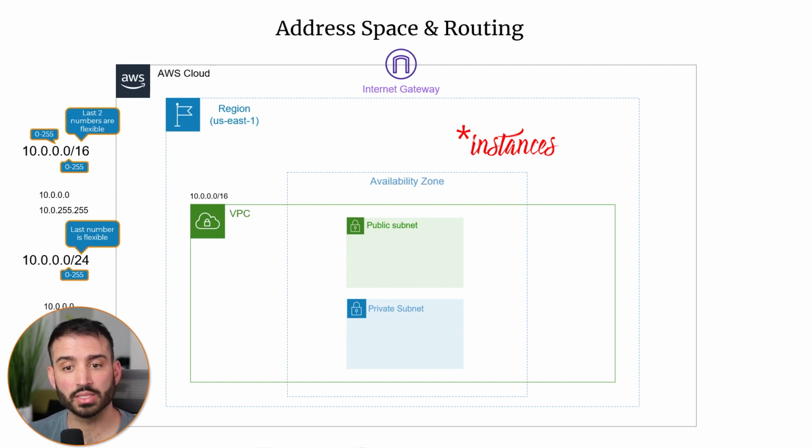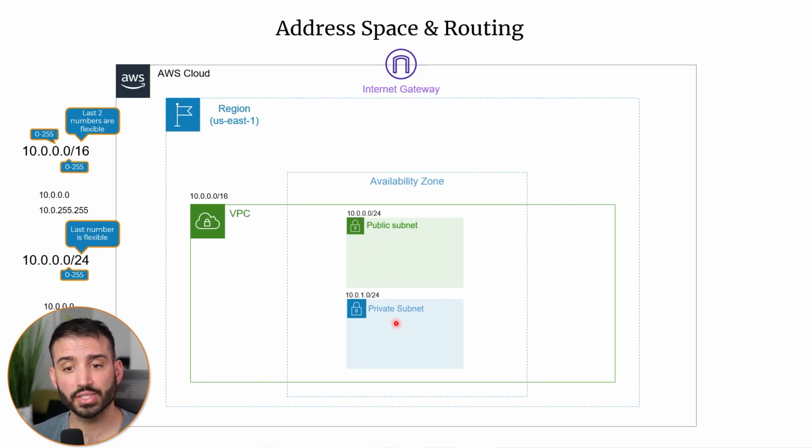And so with the public subnet and private subnet, I may give it this block notation, 10.0.0.0/24, which means that I can have 256 different machines in this public subnet, and the last digit is flexible. So it can be between 0 and 255. Remember, private IP addresses need to be unique, right?